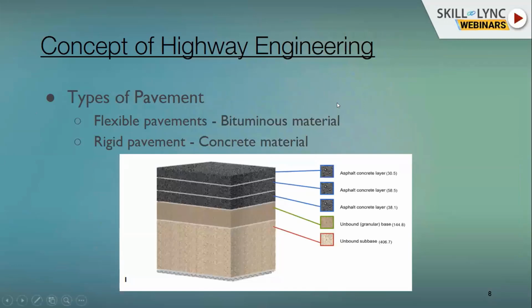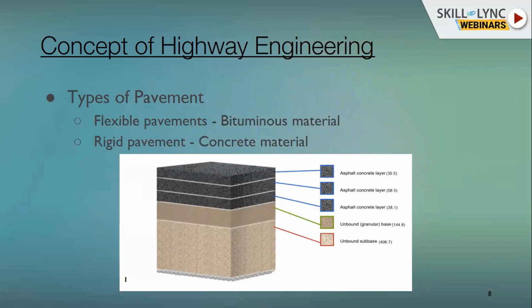Next, moving on to the types of pavement. As I said, we have different classifications of roads. All the classifications of roads are broadly classified into two varieties: one is flexible pavement and the other is rigid pavement. For flexible pavement, of course, the materials used will be bituminous material, and for rigid pavement, of course, concrete materials.